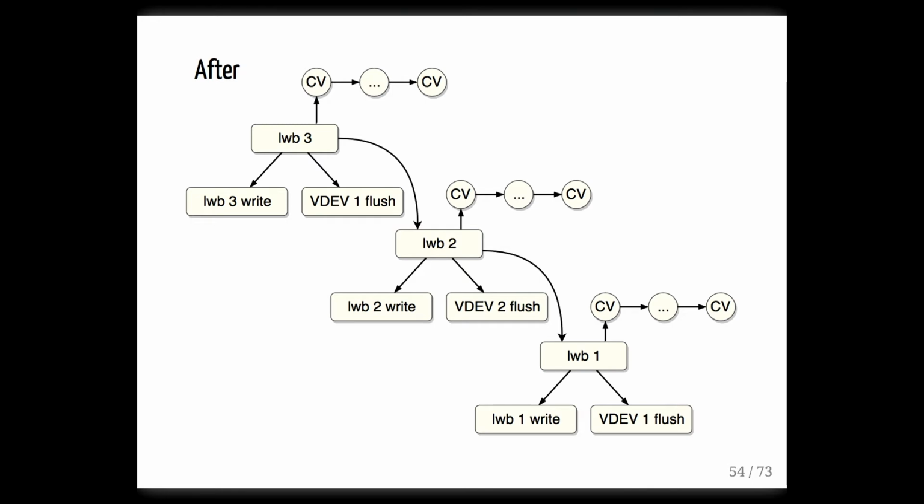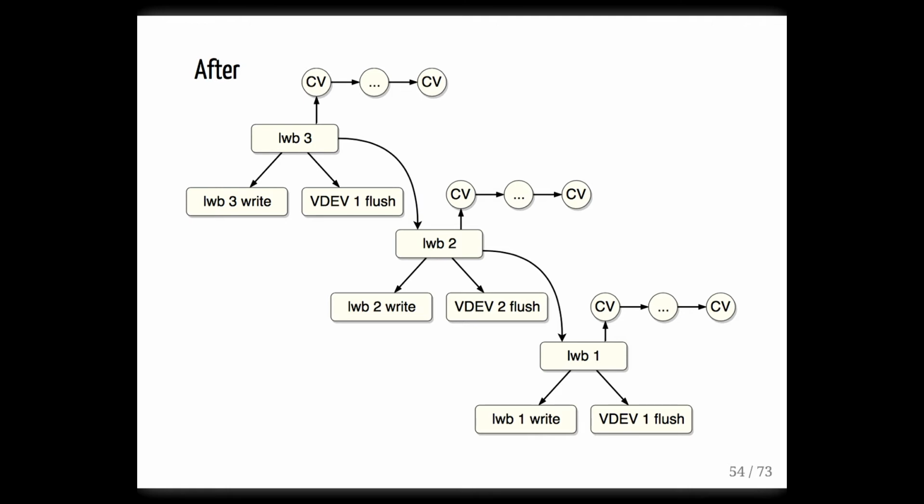Further, the root ZIO of the previous block will also be a child of the next block. For example, here, LWB1 is a child of LWB2. This ensures LWB root ZIOs complete in the correct order, again leveraging ZIO dependencies to achieve this. Finally, each LWB maintains a list of CVs where each CV on this list maps to a single thread that called ZIL commit. Rather than all threads using a single CV, we now have a CV per thread. Then, when the root ZIO for any ZIL block completes, each CV in the block's list is signaled, notifying the waiting threads that their data is safe on disk.